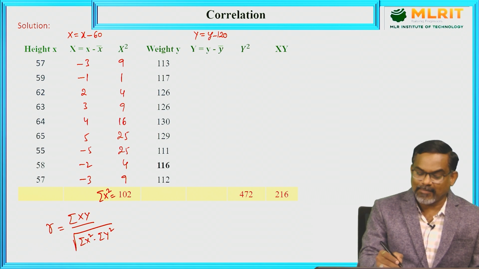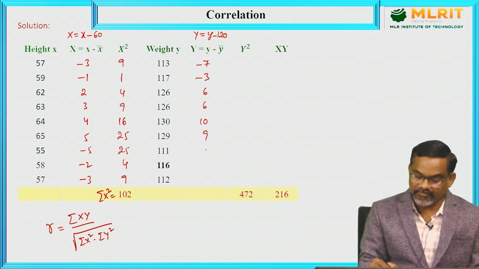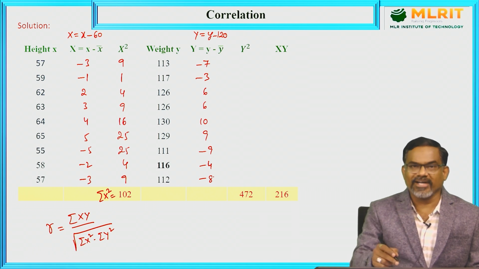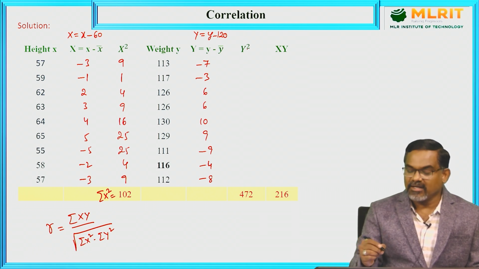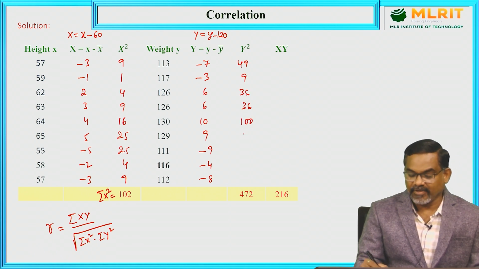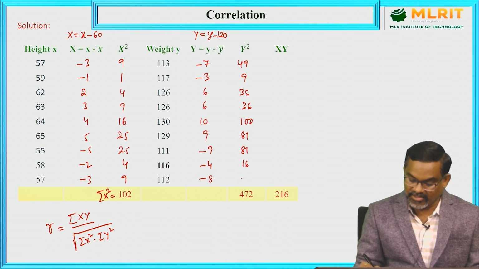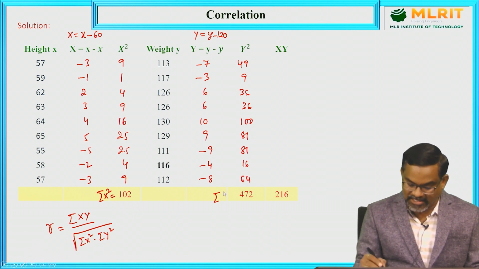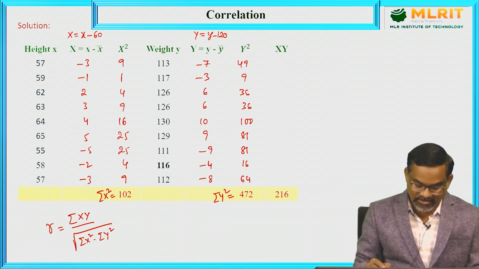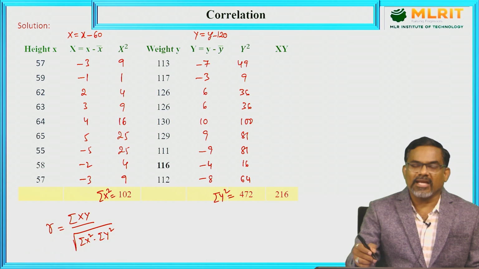Similarly, let us calculate capital Y values. 113 minus 120 is minus 7, minus 3, 6, 6, 10, 9, minus 9, minus 4, minus 8, and we don't need sigma capital Y, we want sigma capital Y square. So square the values of Y: 49, 9, 36, 36, 100, 81, 81, 16 and 64. Now let us add all these values. So sigma Y square is 472.